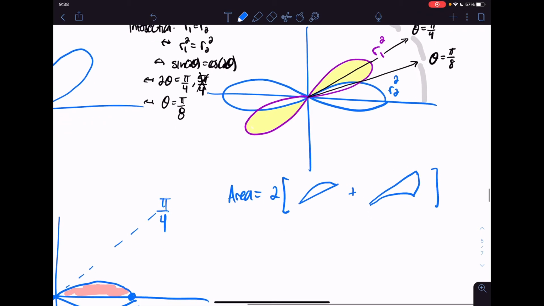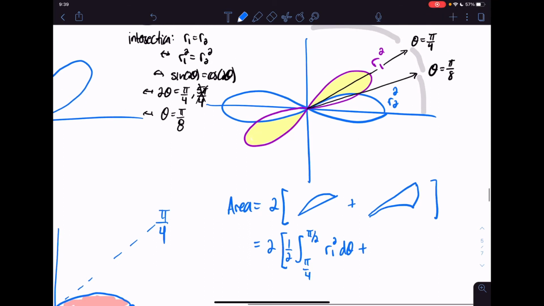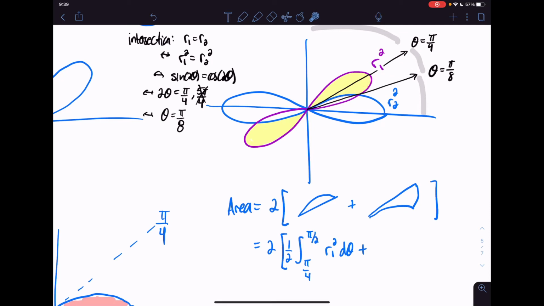For which we get different formulas. So this is going to be 2 times the upper petal, which is only dependent on R1. So that's going to be the integral from pi over 4, well, 1/2 the integral from pi over 4 to pi over 2 of R1 squared d theta, plus this region's contribution, which indeed is going to be the upper curve, R1 squared, minus the lower curve, R2 squared. So that's going to be the integral from pi over 8 to pi over 4 of R1 squared minus R2 squared d theta.